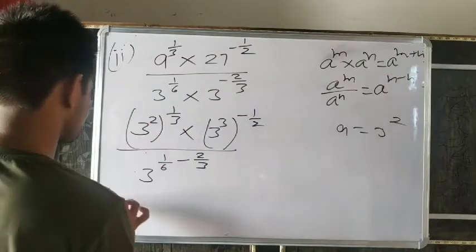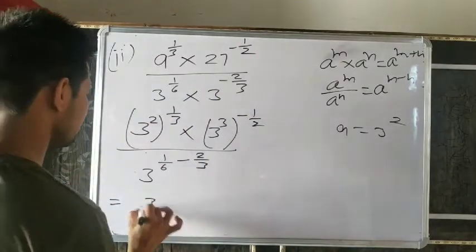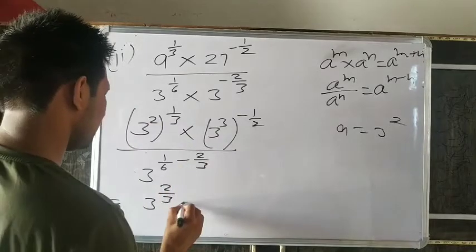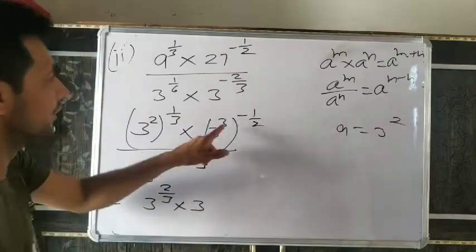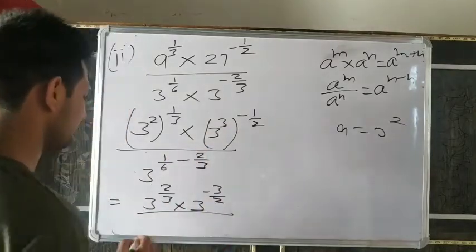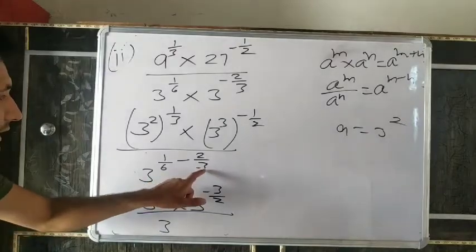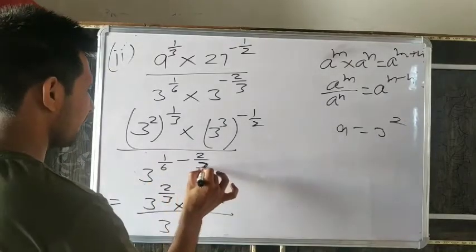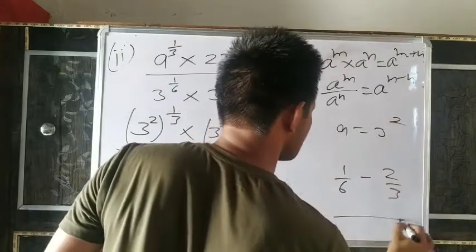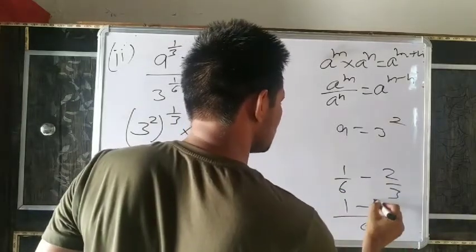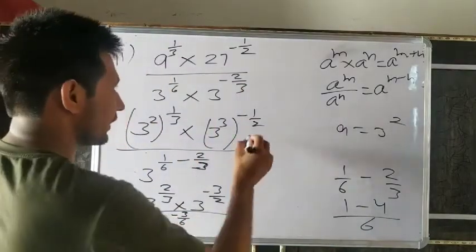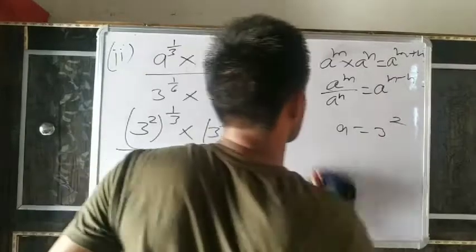Next, 3 to the power 2 multiply 1 by 3 is 2 by 3, multiply 3 to the power 3 into minus 1 by 2 is minus 3 by 2, divided by, what is the LCM? You can add separately also if you want to. 1 by 6 minus 2 by 3, LCM 6, 1 minus 4. So it is minus 3 by 6. Next.